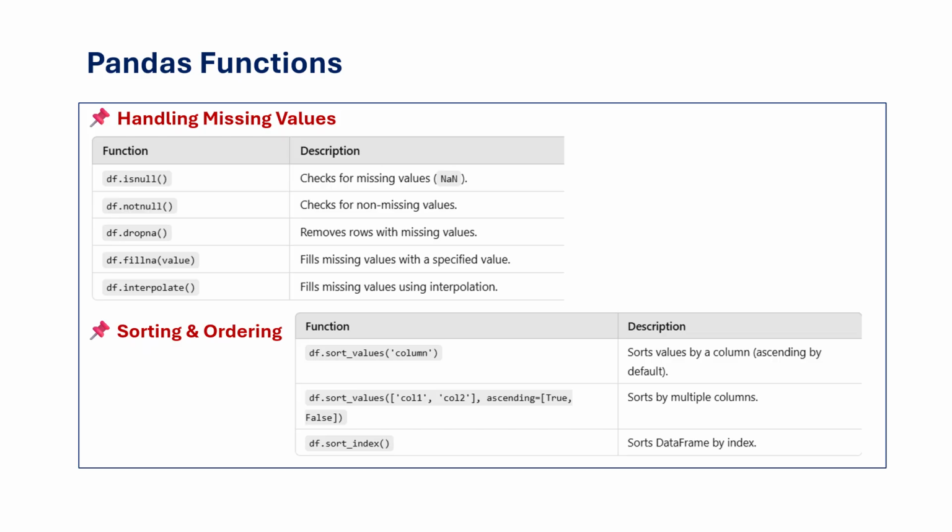df.sort_values('column') sorts the data frame based on the values of a single column. By default, the sorting is in ascending order. To sort in descending order, use ascending=False. So sort_values() can be used when you want to arrange records based on particular columns, such as sorting students by marks or employees by salary.